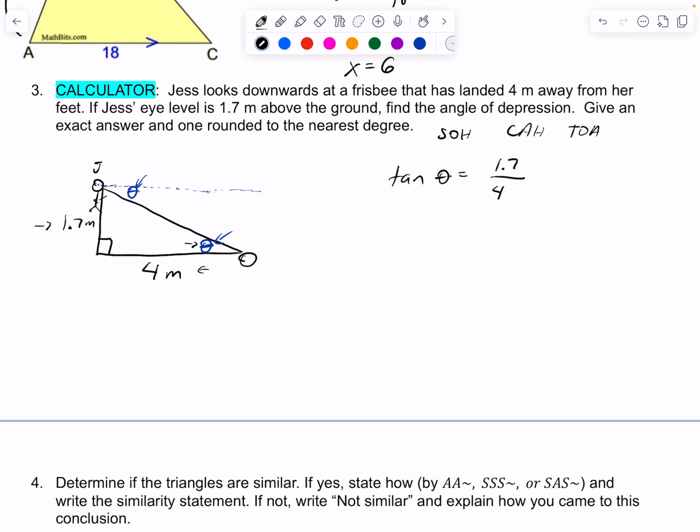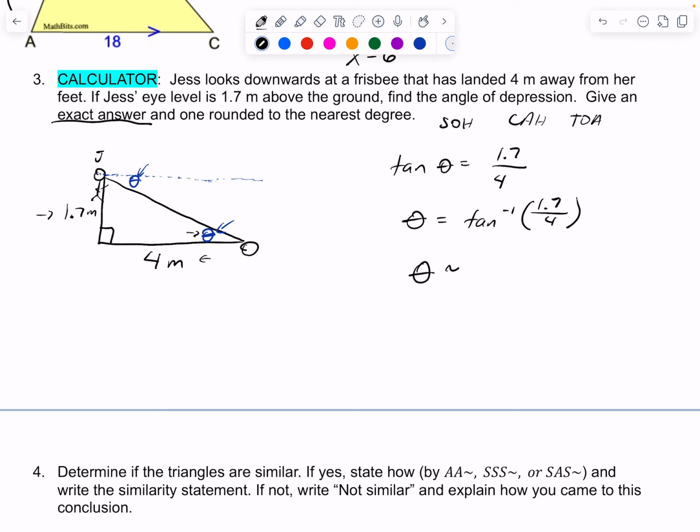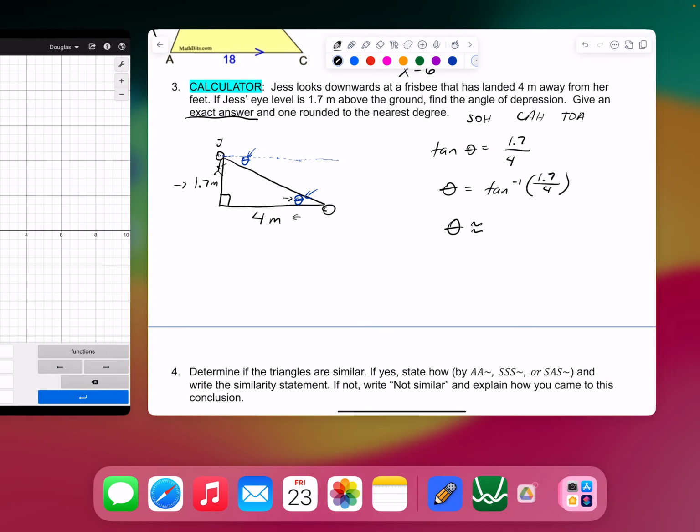Now I do want to find an angle here, so I'm going to write theta, my angle, equals tangent to the negative first power of that fraction, right? So make sure you write this step so we can see that exact answer. It does say in the instructions to give an exact answer. And then we're going to go to the calculator so we can find an approximate for that angle. We're going to round to the nearest degree for this one.